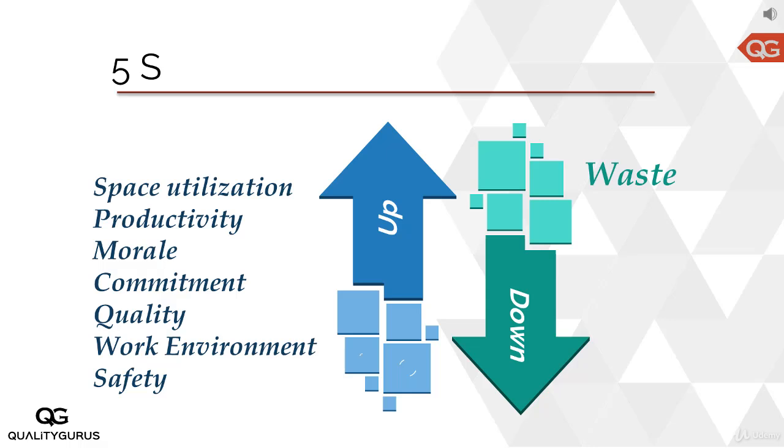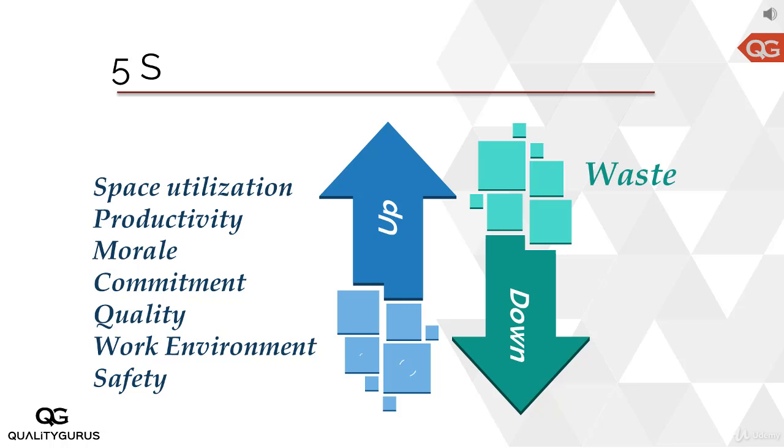So we talked about 5S for workplace organization. On this slide, let's look at the benefits of that. The benefits of 5S would be space utilization, because now your place is clean, neat, you only have things which are required to be there, so you can use your space efficiently. You increase the productivity, because now you know where things are. You don't need to search around and find out the tools which you need.